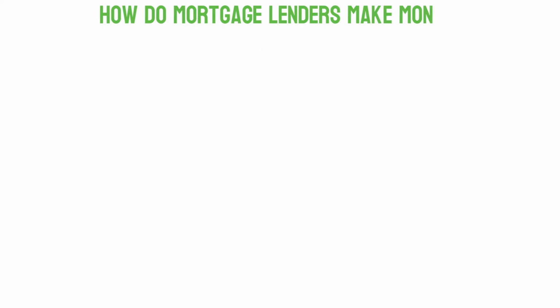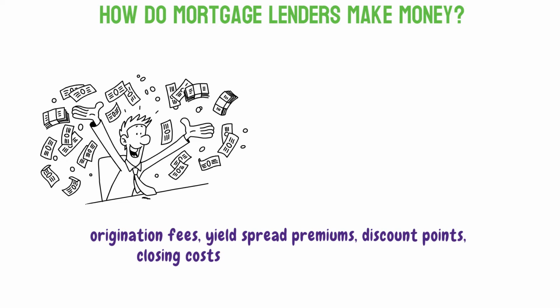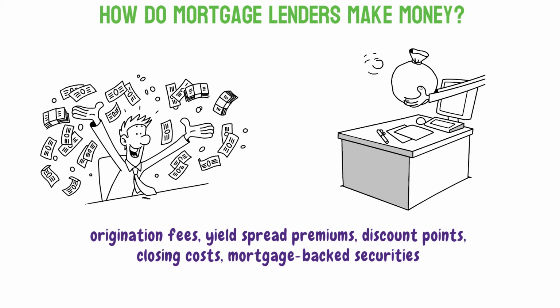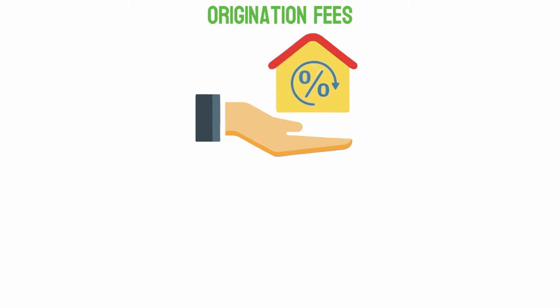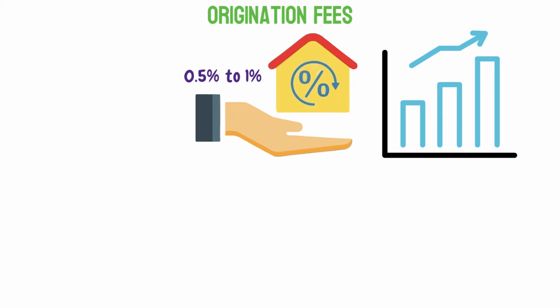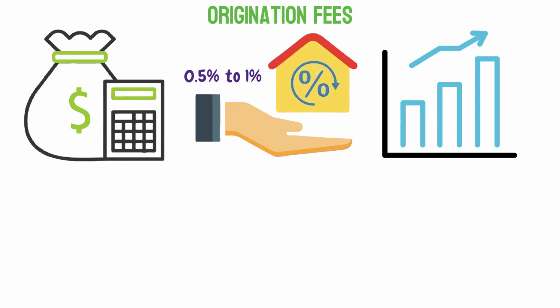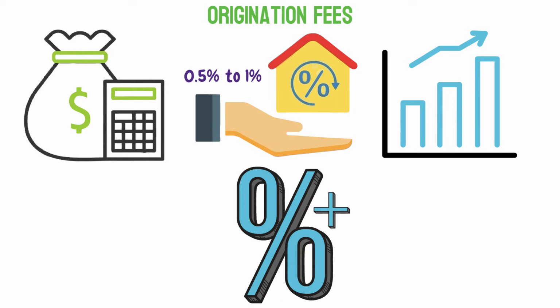How do mortgage lenders make money? Mortgage lenders can make money in a variety of ways, including origination fees, yield spread premiums, discount points, closing costs, mortgage-backed securities (MBS), and loan servicing. Origination fees. Because lenders use their funds when extending mortgages, they typically charge an origination fee of 0.5 to 1% of the loan value, which is due with mortgage payments. This fee increases the overall interest rate paid, also known as the annual percentage rate (APR) on a mortgage, and the total cost of the home. The APR is the mortgage interest rate plus other charges.